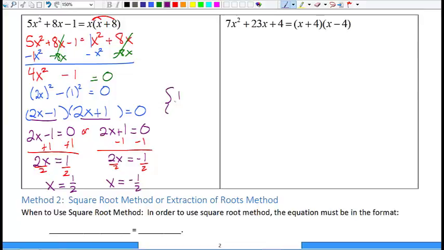So my solutions are 1/2 and negative 1/2. You can put the two solutions inside the braces because it's a solved problem, and you can put them in either order. It doesn't really matter.